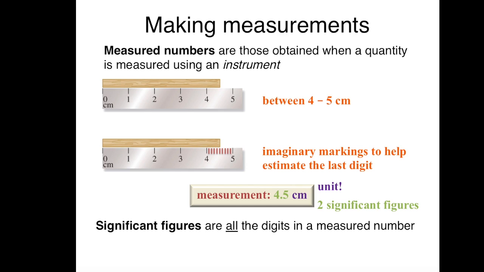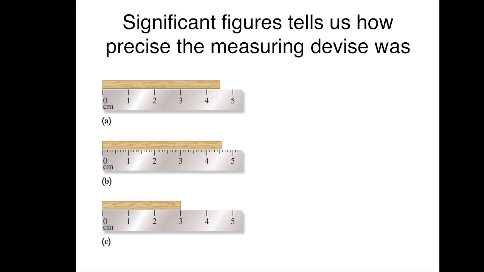Let's first define what significant figures are. Significant figures are all the digits in a measured number. And we just talked about what measured numbers are, right? So in this case, 4.5, the 4 and the 5 are both significant figures. Now, what's the significance of significant figures? Well, it tells us how precise the measuring device was. So let's go take a look at an example.